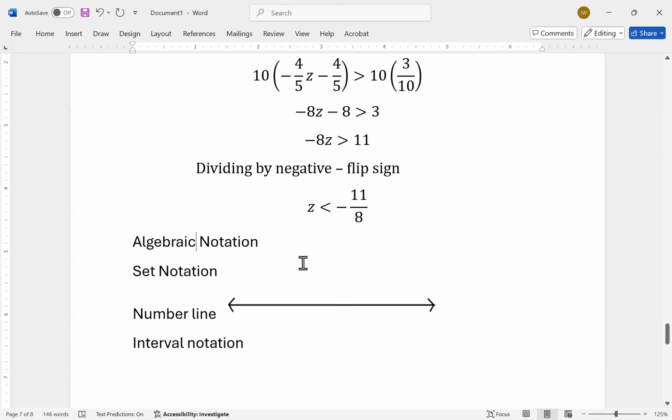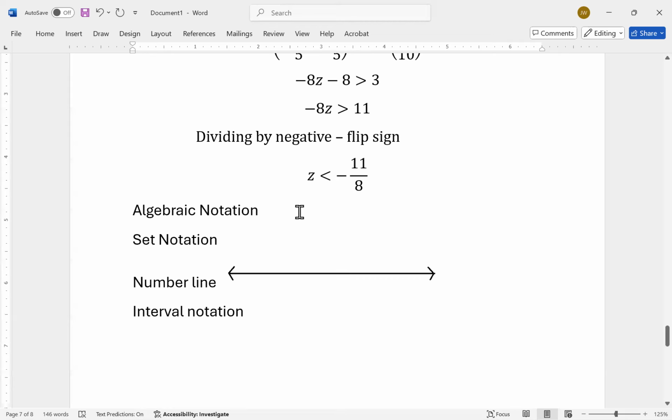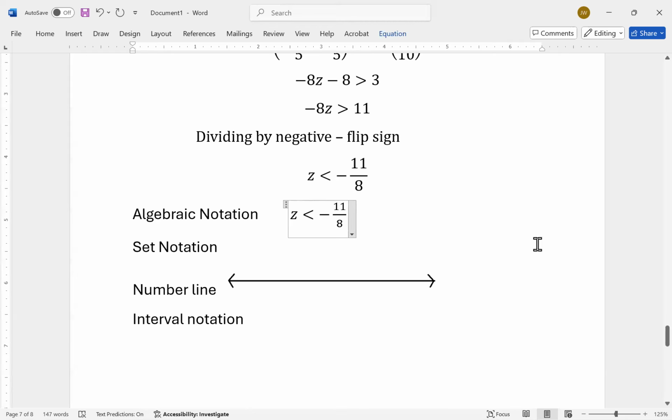The algebraic notation is just that. It's z is less than negative 11 over 8, or again, another version of that number. The set notation is that it's the set of all z values such that the z value is less than negative 11 over 8.